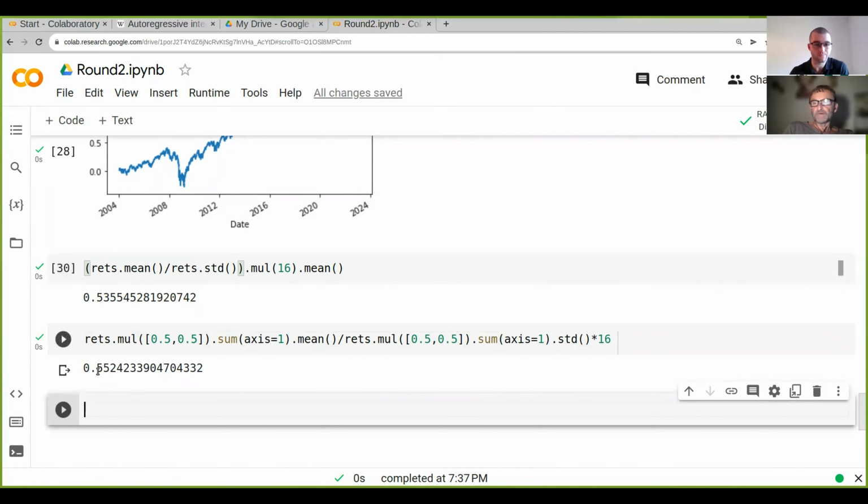All right, now you have our 0.52, right? So far, so good. Now, that's basically the Sharpe ratio using equal weights. So each of our strategies has the same weight.